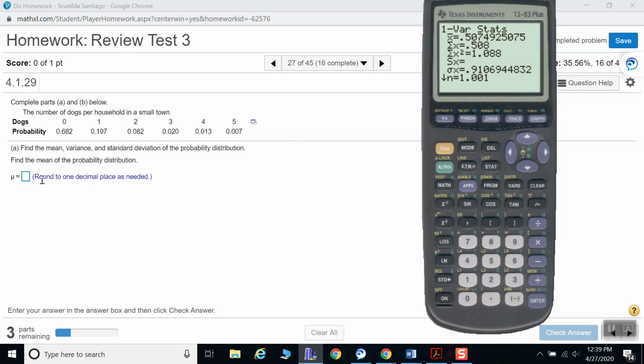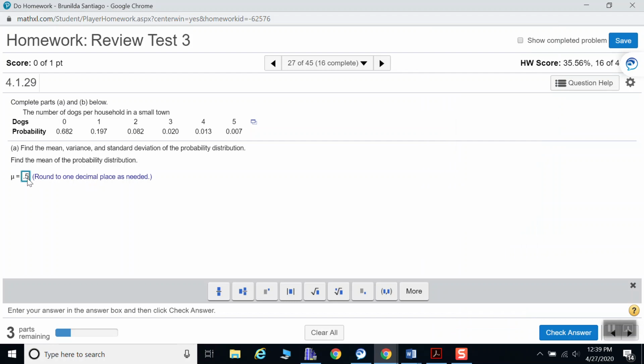So this is 0.507. They want you to round it to 1 decimal place. So this is going to be just 0.5 because the 5 is followed by a 0. So 0.5.